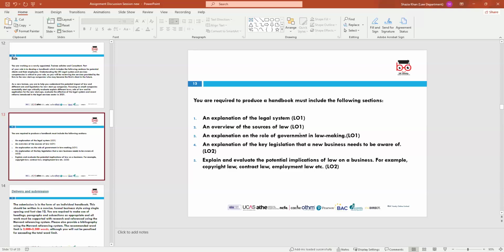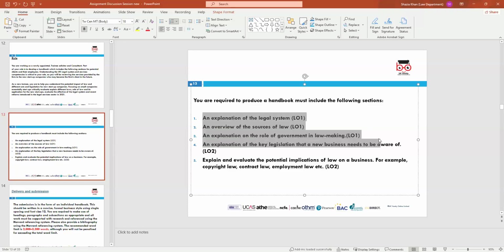You need to make sure that each of these is a heading and then you write your answer under the heading, okay? Make sure that you are not changing the wording, because that's really important that you keep the wording as it is. And then the third one is an explanation of the role of government in lawmaking. And again, that is learning outcome 1. So these three, 1 to 3, is learning outcome 1.